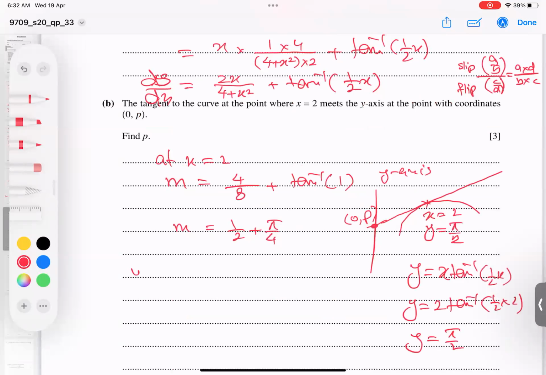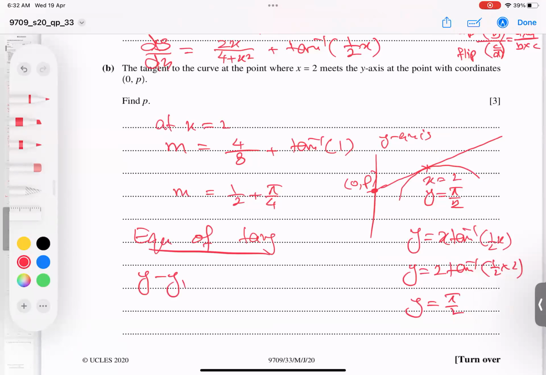Now I'm finding the equation of the tangent. So how do we find the equation of a tangent, students? The formula is y minus y1 equal to m times x minus x1. So y1 is this, x1 is this, and the gradient is this. The gradient is 1 over 2 plus pi by 4, and x minus x1. At the same time, I'm going to put x equal to 0.